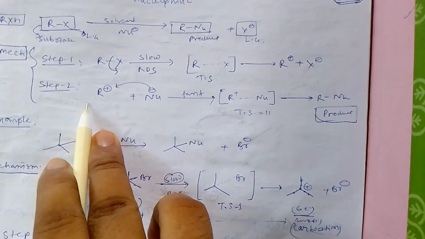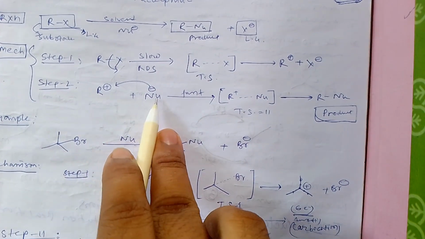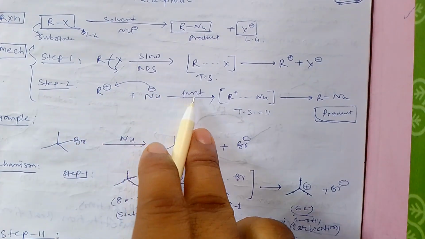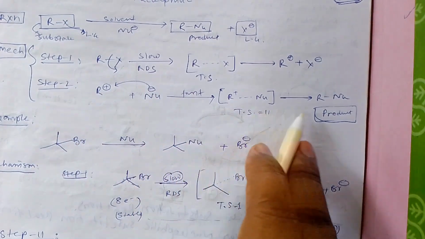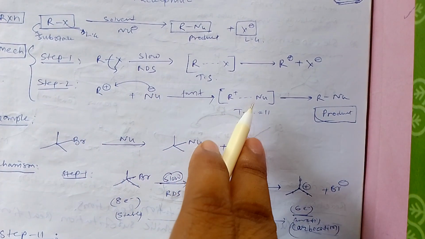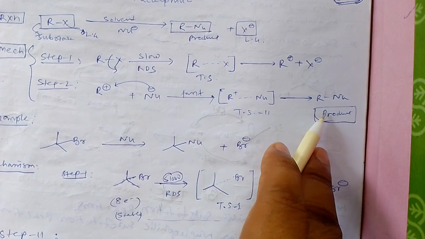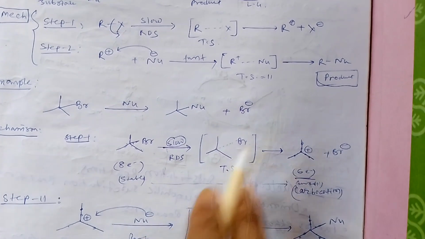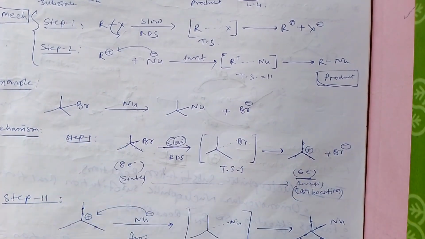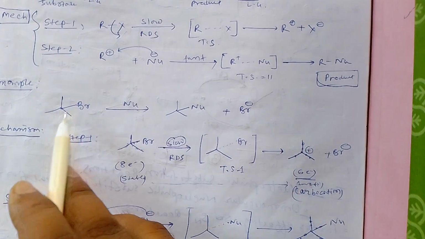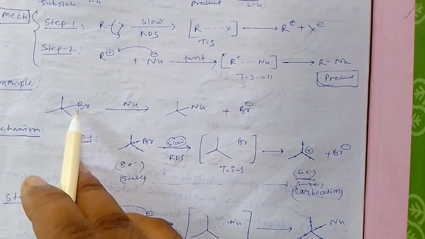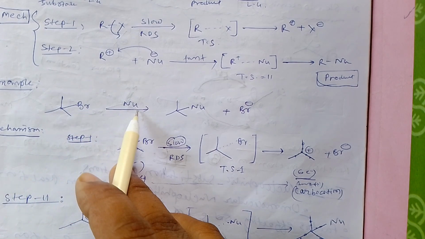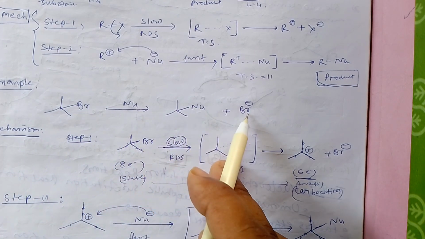And that's the second step. That's the carbocation. The nucleophile is reacting here. That's the second transition state, and that's the product. If you want to know a real example of this mechanism, here we can see a 3 degree carbocation that will form, and that's the Br. It will be the leaving group when the nucleophile is attacking. There's the product and the leaving group here.